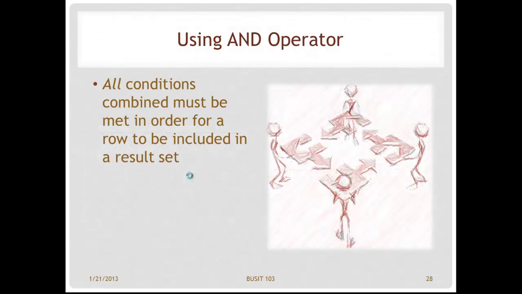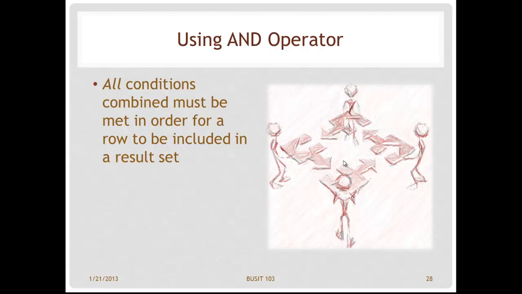When we're using the AND operator, all conditions combined must be met in order for the row to be included in a result set. This can be a concept that is sometimes difficult to understand because we may think that if we want all of our entertainers that live in the cities of Bellevue and Renton, we would write Bellevue and Renton. Think about it.